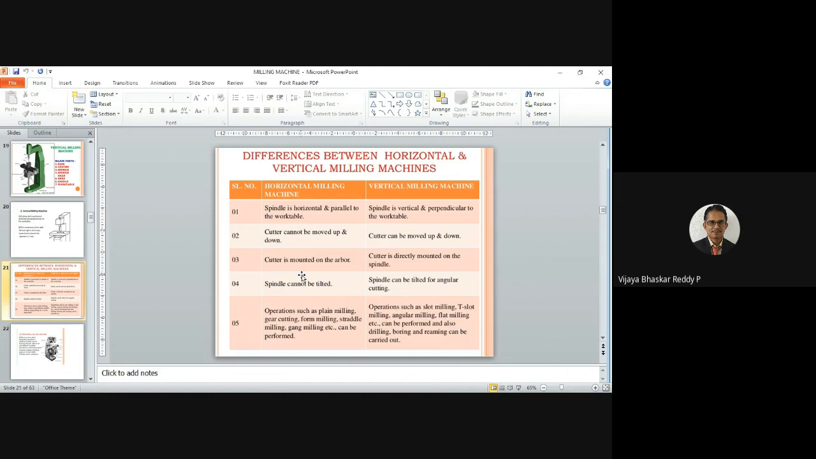And fourth, the spindle cannot be tilted in the horizontal machine. But in the vertical machine, there is a possibility of tilting it at some angle based on the requirement. Some machines have that arrangement, but some may not. Operations such as plain milling, gear cutting, form milling, saddle milling, and gang milling can be performed by horizontal milling machines. For vertical milling machines, we can perform slot milling, T-slot milling, angular milling, and flat milling, and also drilling, boring, and reaming can be carried out, right?